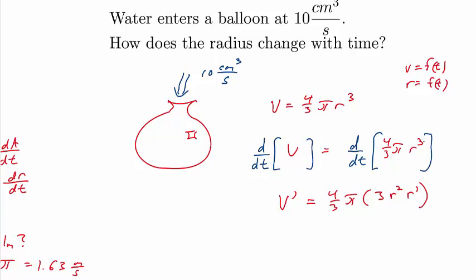Okay? And so we know right off the bat that the 3's cancel. That's pretty nice. And so let's go ahead and restate this. The rate of change of the volume equals 4 pi r squared multiplied by r prime. And what is r prime? Well, we're not given r prime, but we are given the rate of change of the volume, which is 10 cubic centimeters per second.